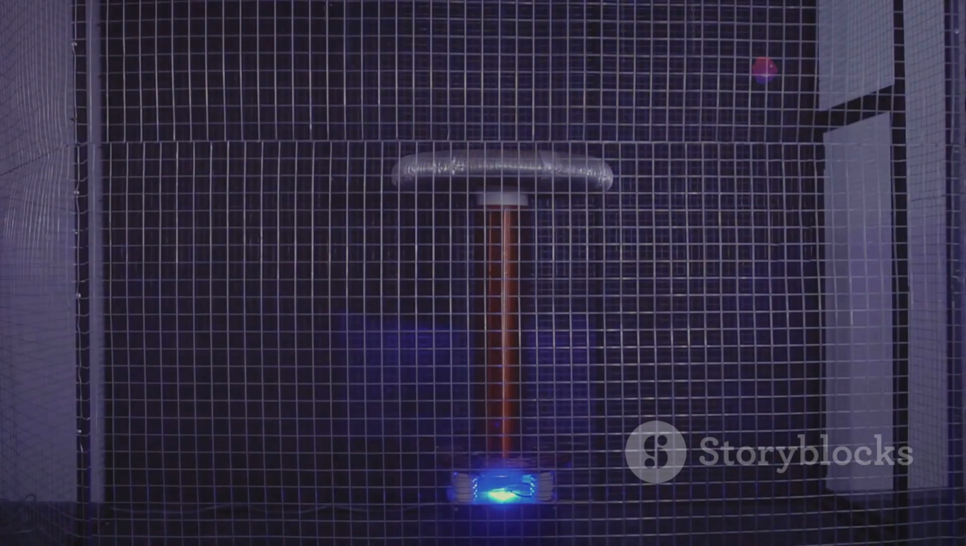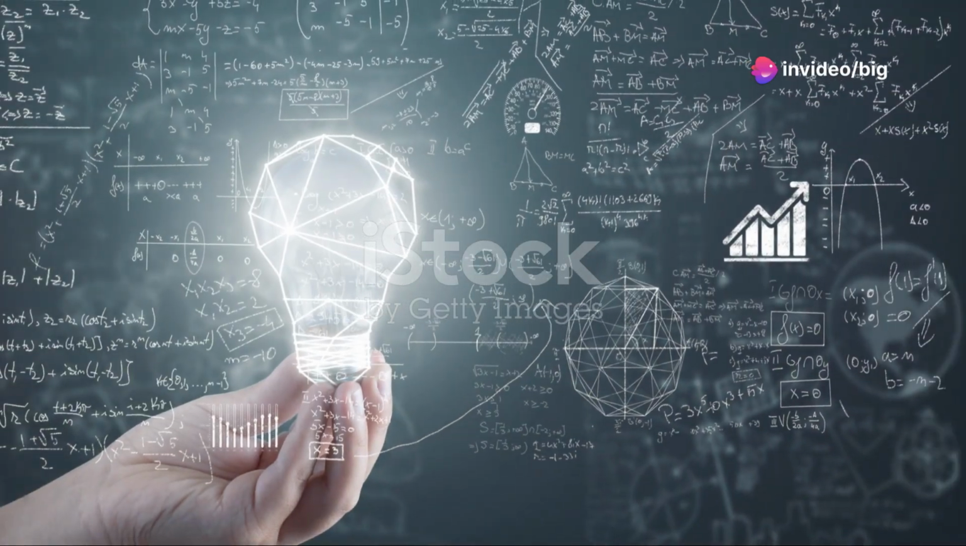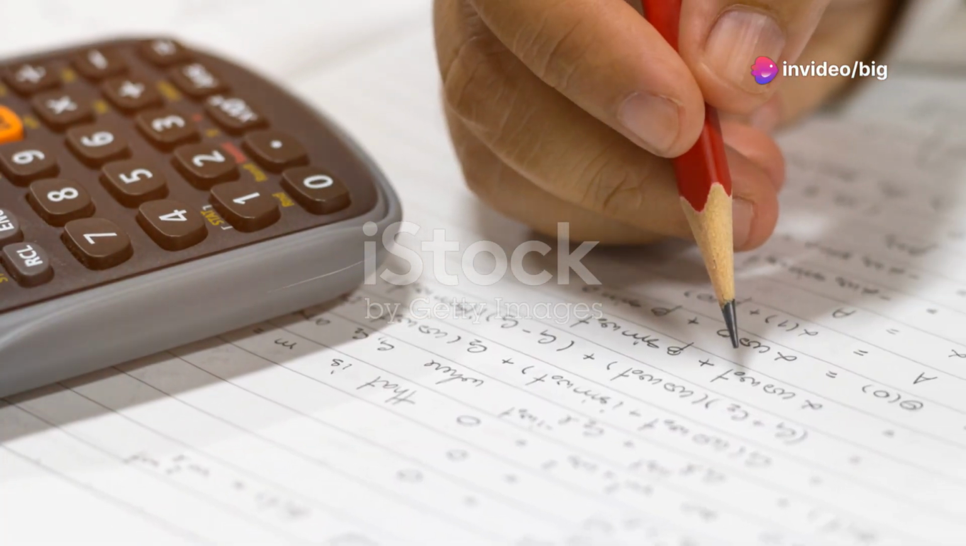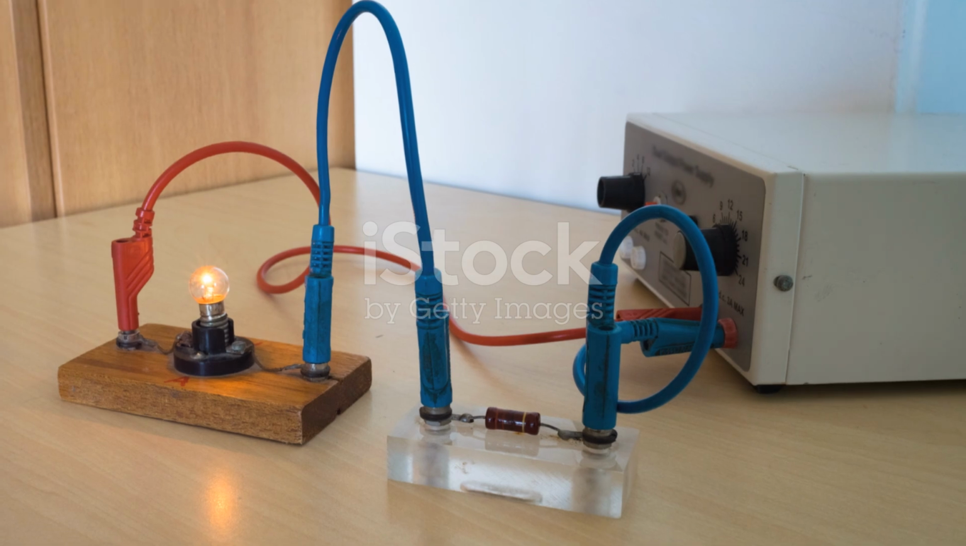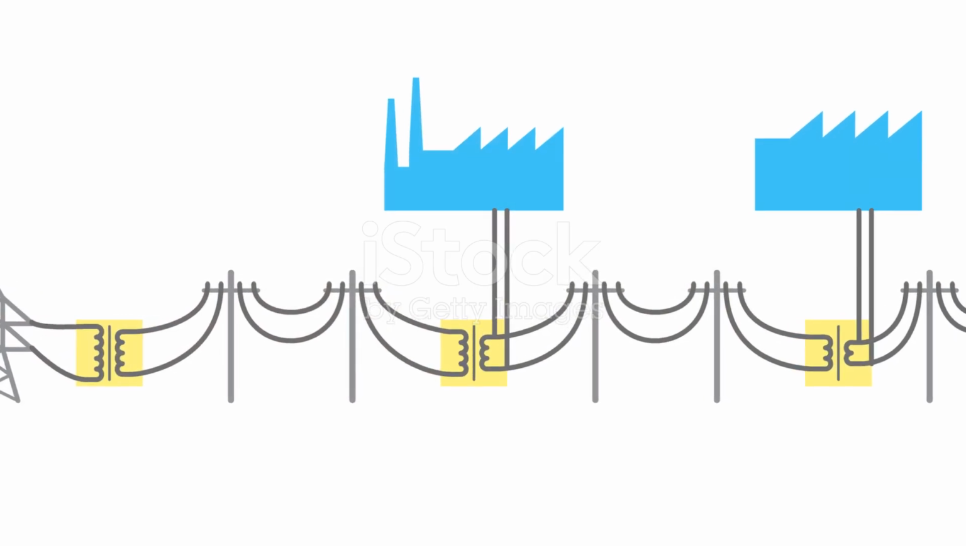So how does Ohm's law tie all these together? It's pretty simple. The current in a circuit equals the voltage divided by the resistance. In equation form, that's I equals V over R, where I stands for current, V for voltage, and R for resistance.